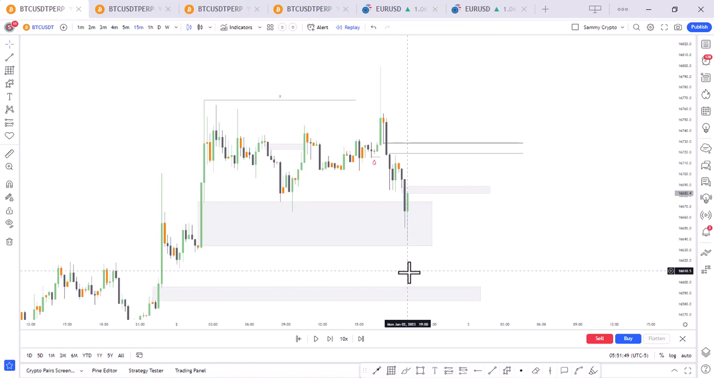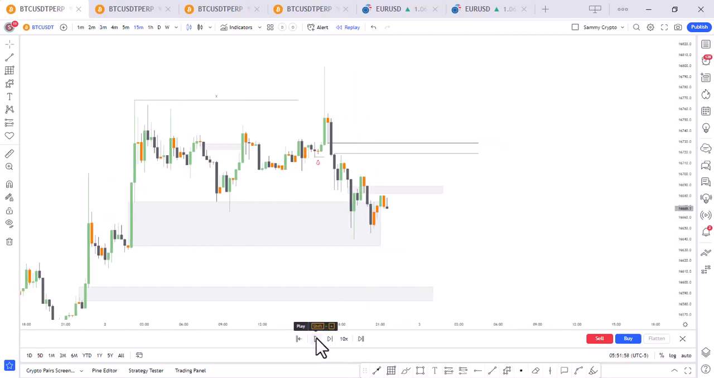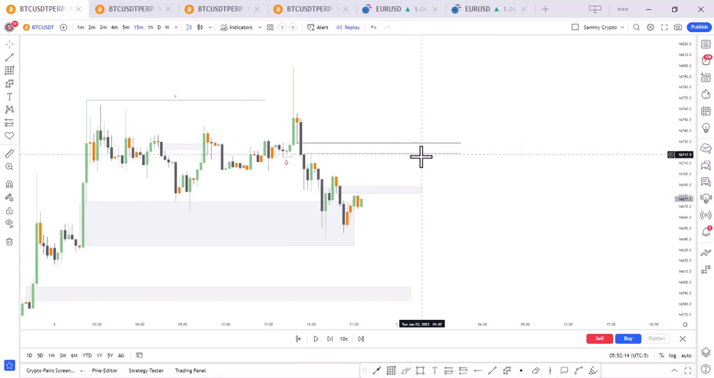Okay, so what happens here? Price fills this imbalance, and you expect price to go back up, right? Now look at this trade. I said I'm going to mix up weak zones and imbalance. We've talked about imbalance. Imbalance is acting like the AOI here.